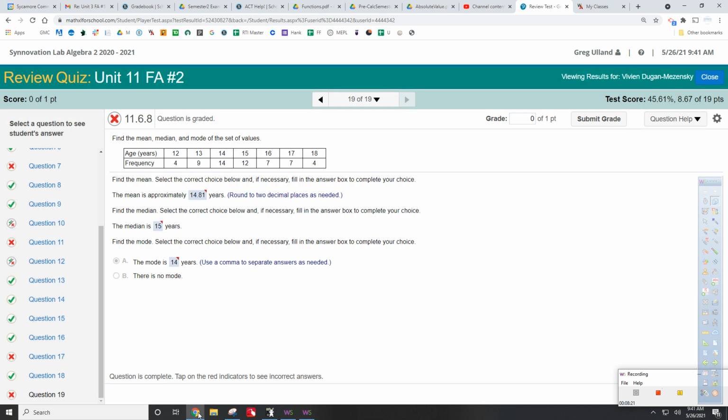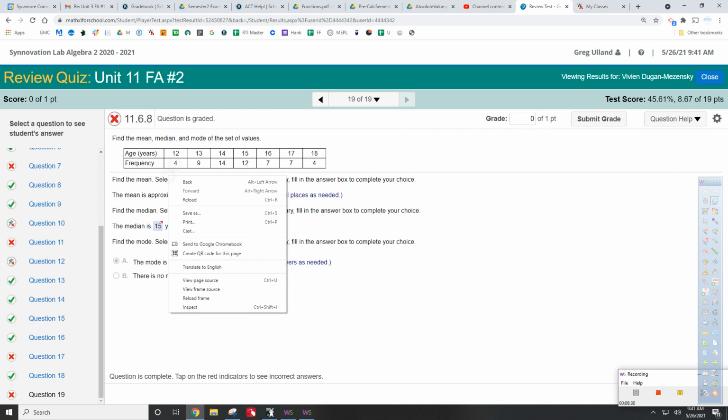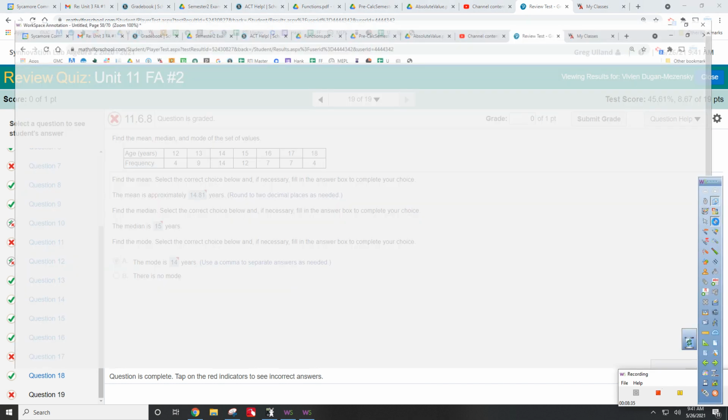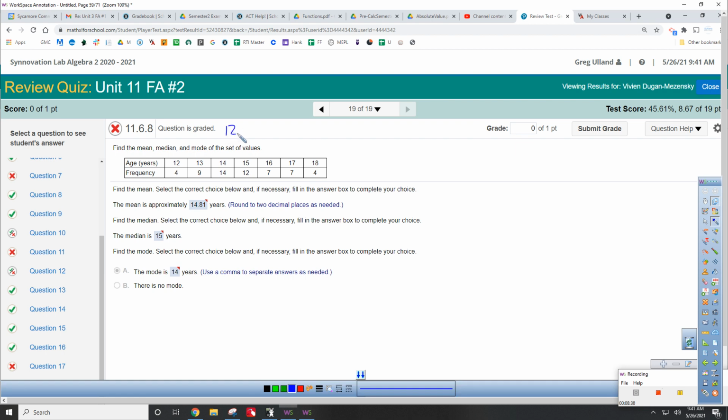Now this one, here's what they're telling you. When it says frequency, that means there were 4 people that got a 12. So you're going to have to make a list that looks like this: 12, 12, 12, 12, 13, 13. I mean, you don't have to. You could get it wrong, but it's a pain.